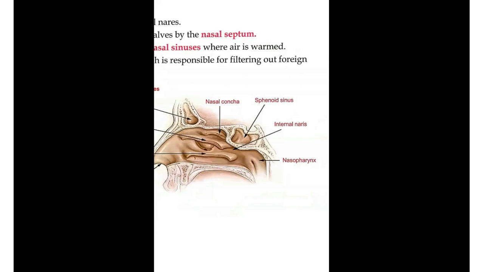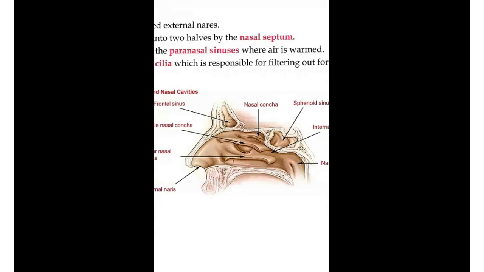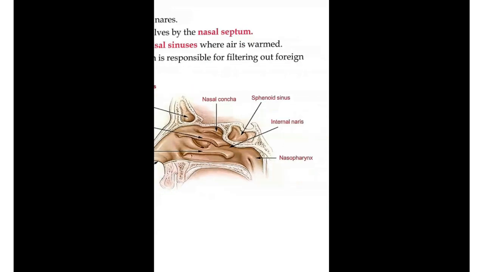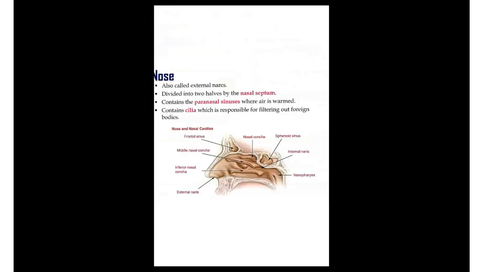So what happens with the external nares? We are taking the air from the external environment. With the internal nares, we are taking the inside air and releasing it into the outside environment through this opening. From here it goes to the upper region, reaches the nostril, and from that nostril you release the air. So this is your internal and external nares. Clear? Now it's clear, guys.